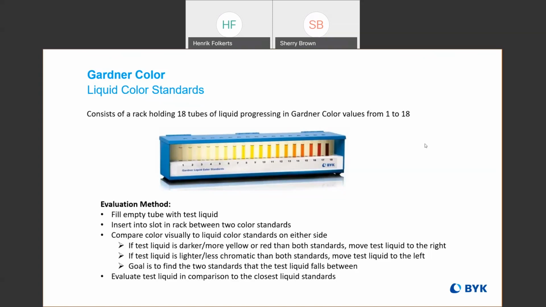So for example, let's say I have a test tube full of liquid, and I find that visually it looks like that liquid falls between, say, the 7 and the 8 color standard. If I evaluate the color and say that it falls exactly halfway between the 7 and the 8, I might say it's a 7.5. If it's a bit closer to the 7, I might say it's a 7+. If it's a bit closer to the 8, I might say it's an 8-. So you evaluate the color and come up with a color number designation in comparison to those defined standards.